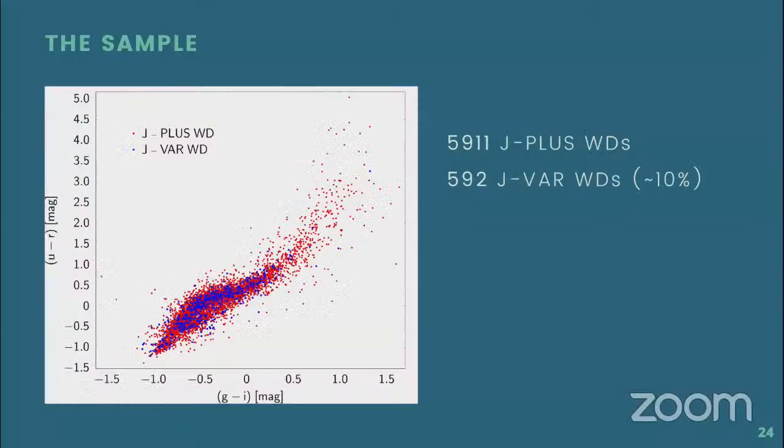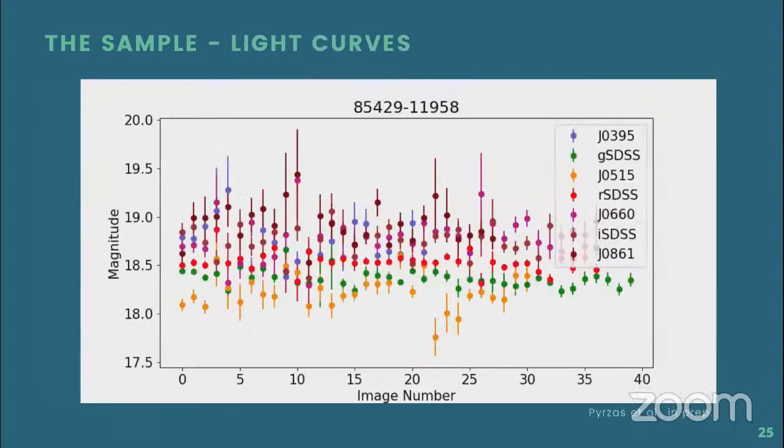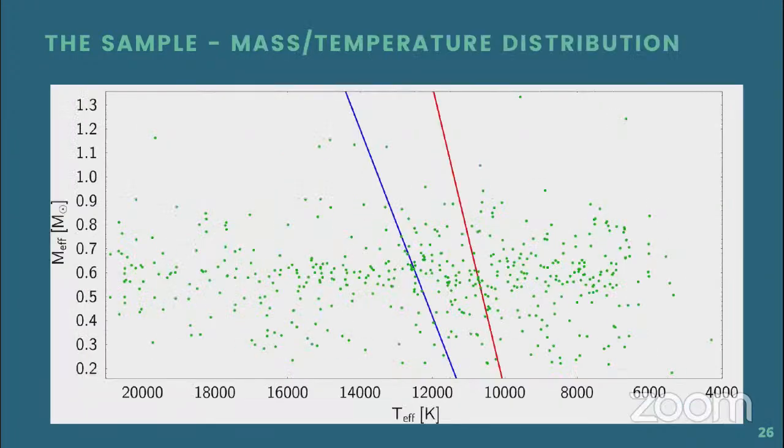So this was the sample that we found. From the initial J-PLUS white dwarfs, we recovered 592 J-PAS white dwarfs, which is about 10%, which makes sense because J-PAS observes about 10% of the sky. And for each of the stars, we had a light curve like this one, for each of the 7 filters, the different observations. Then this is their distribution in the temperature against mass diagram. And in here, we have the instability strip.